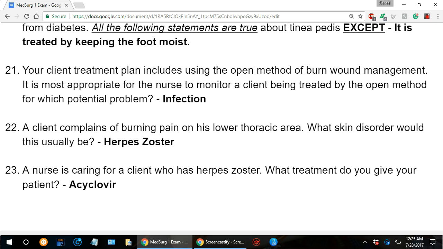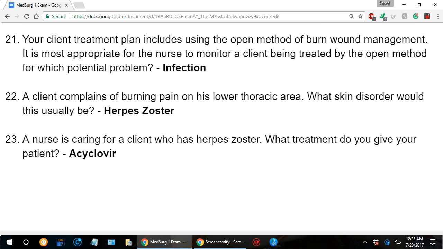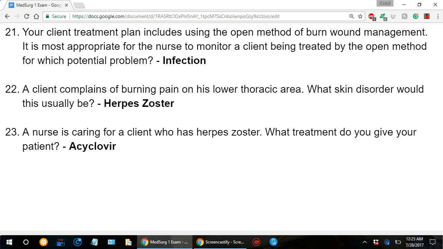A client complains of burning pain on his lower thoracic area. What skin disorder would this usually be? The answer is herpes zoster.